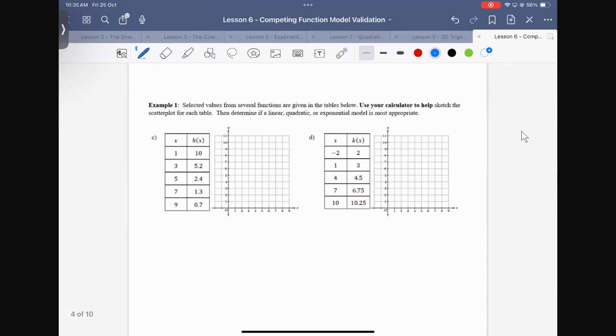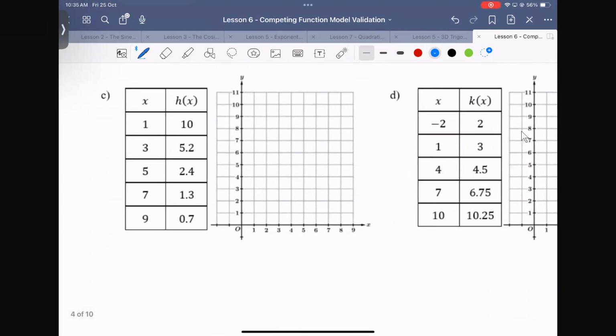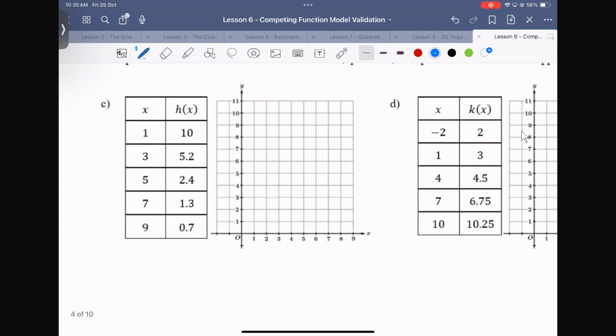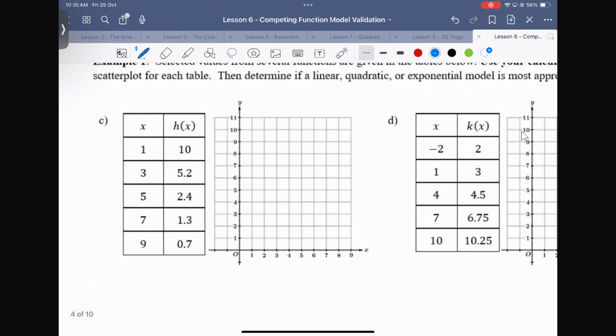All right, let's have a go at doing this now using technology. So we've got the same task again, but we're going to use your technology. Take your calculator in your hand.